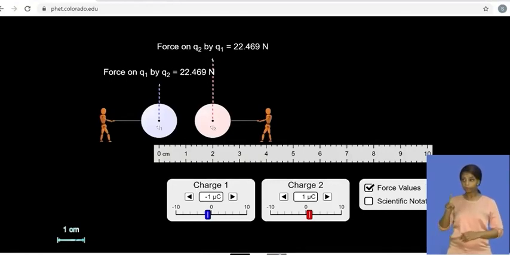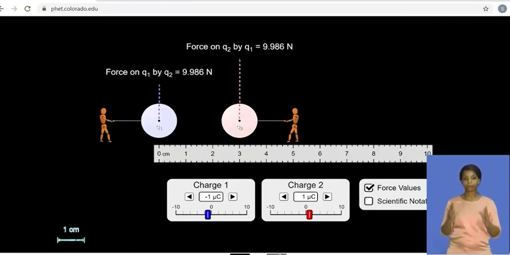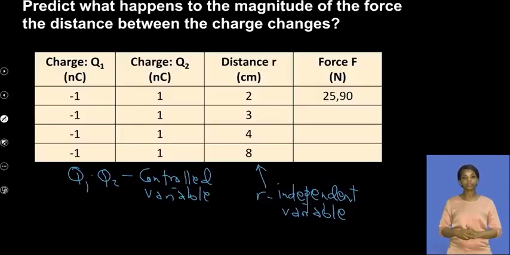So the distance must be 3 centimeters now. What exactly happens? There is the force. Now the force is 9.986. We have made the distance 3 centimeters between Q1 and Q2, right? So that is 9.9. If we go back to our table, this gives us 9.9 newtons, right? So there's a decrease there. What if we make the distance 4 centimeters?